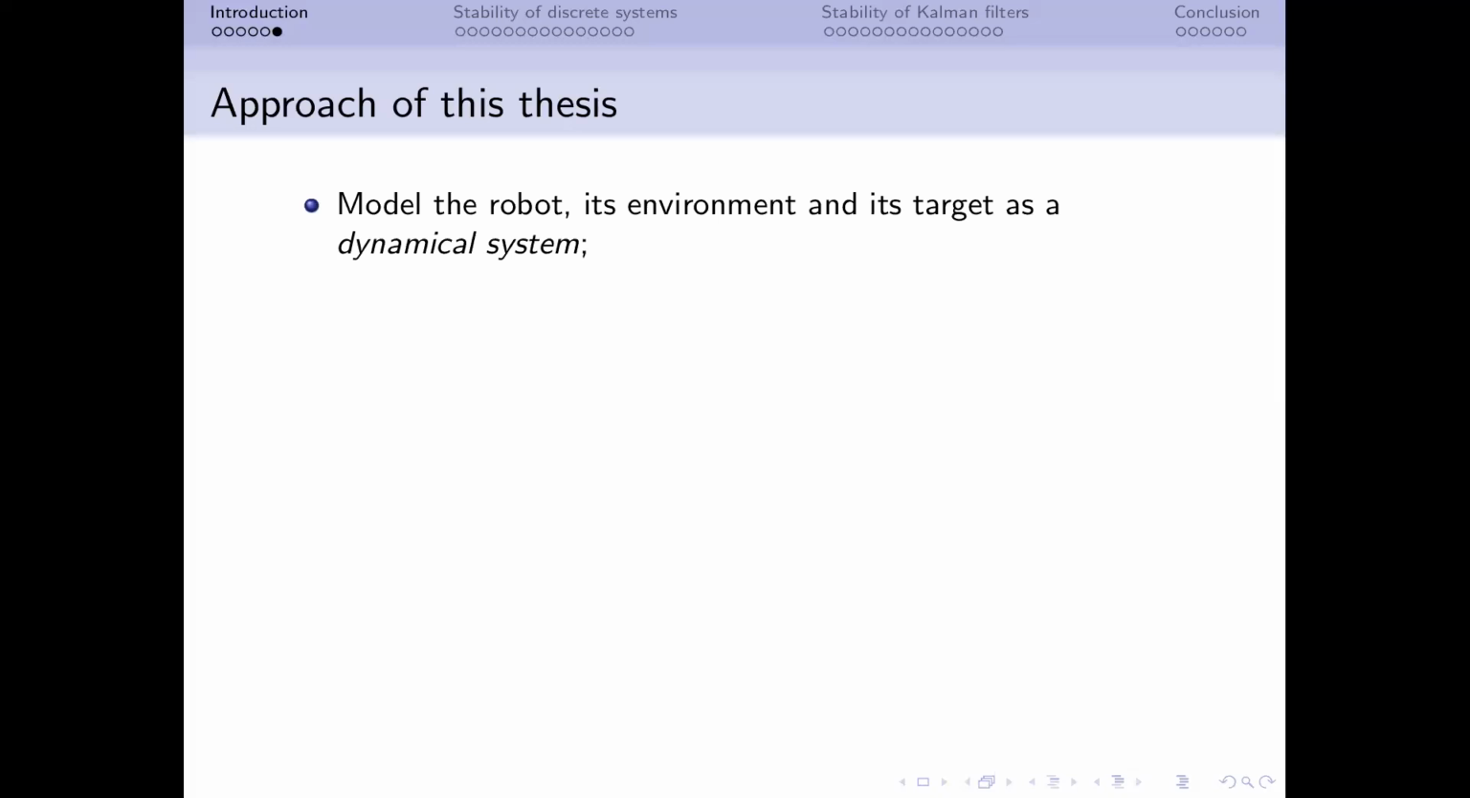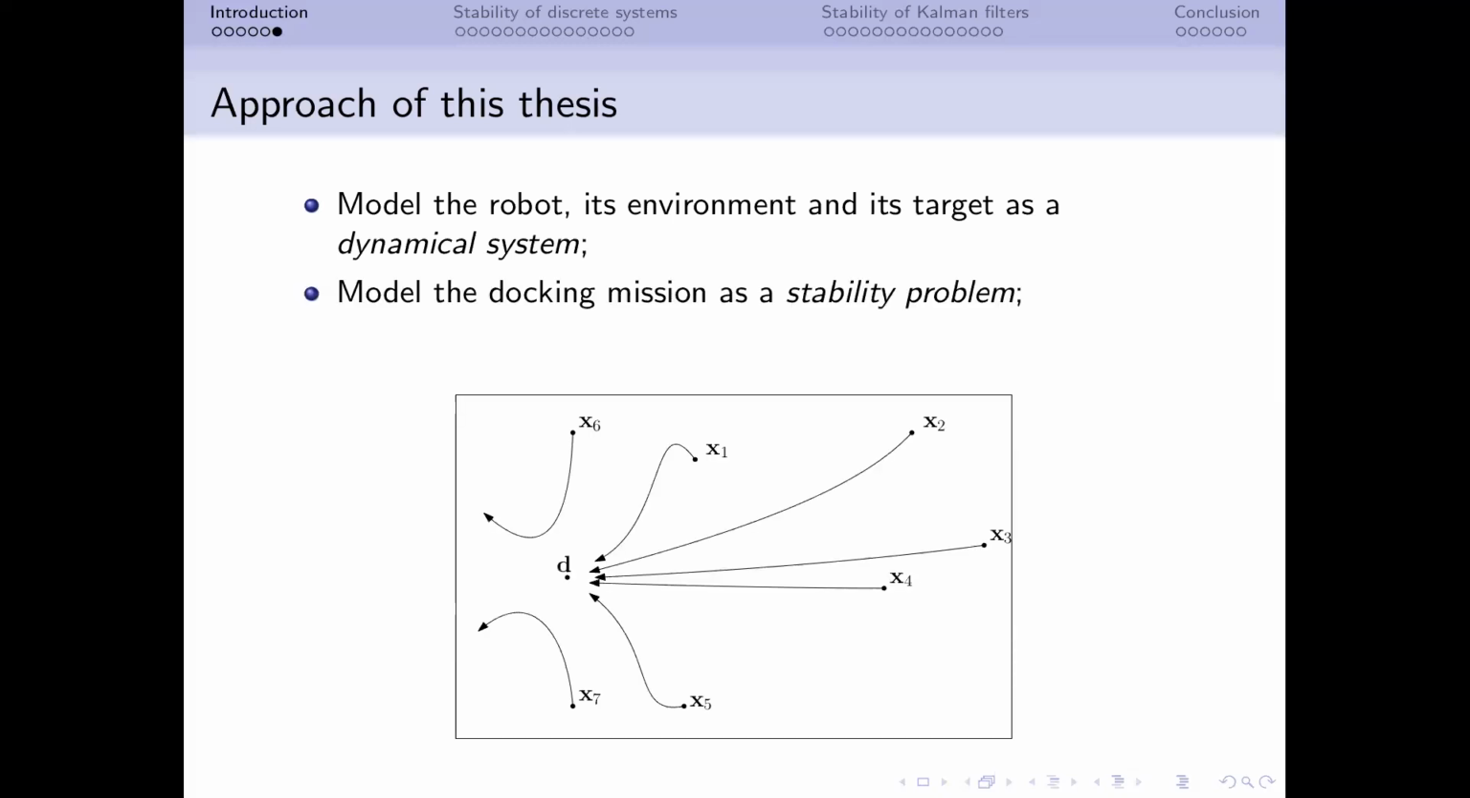To do that, I needed to model the robot, its environment, and its target as a dynamical system, and model the docking mission as a stability problem. I explain here why on this picture. Let's say that the point D here is the docking station of the robot. Then we want to find the initial conditions, so the initial positions of the robot, for which the latter will be able to go back to the point D.